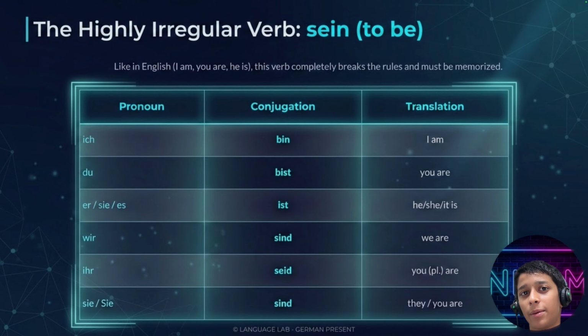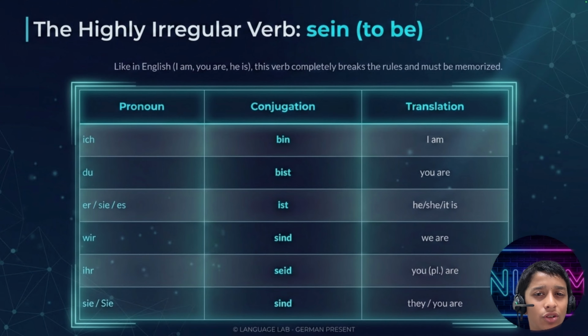Ich bin, I am. Du bist, you are. Er ist, he is. Wir sind, we are. Ihr seid, you all are. Sie sind, they are. None of these forms can be generated from a stem plus ending. There is no stem to extract. This is pure memorization territory.